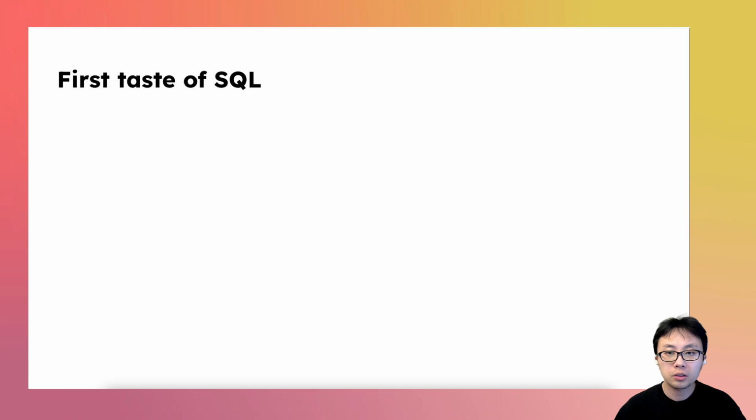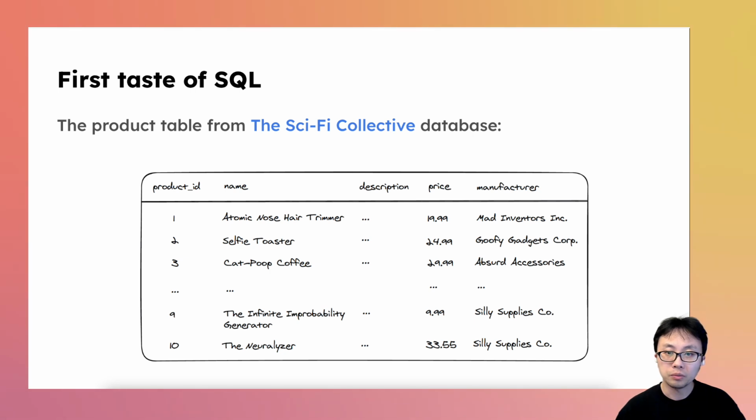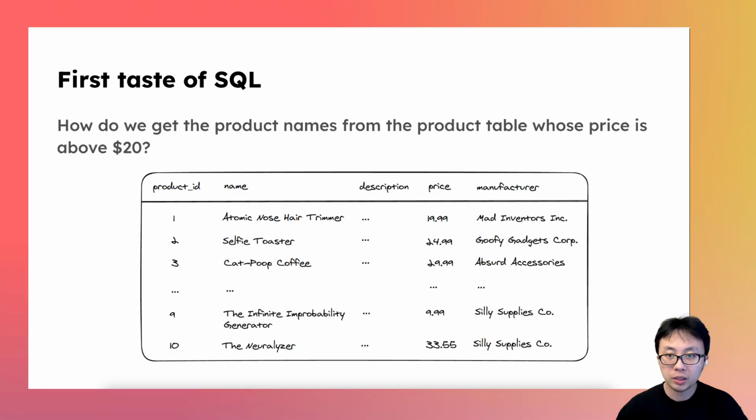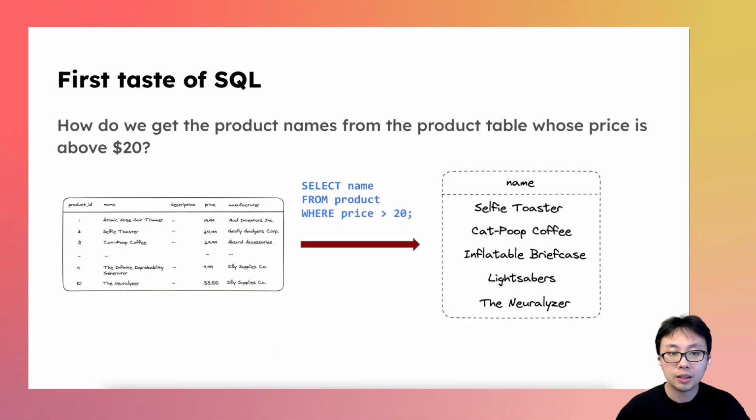Next, you will learn SQL by executing your first SQL query. We will use the example that you saw, the database of the Sci-Fi Collective. That database may contain many tables, but the product table is all you need to focus on for now. The product table looks like this. The goal of our first query is simple. We aim at getting the names of the products whose price is above $20 from the product table. The query says: select name from product where price > 20. Before we break the query down and get to its details, let's run this query in an actual database first.